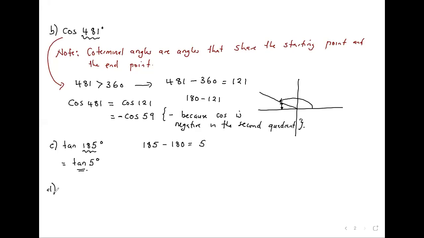G, sine 331 degrees. 331 is not an acute angle, though it's less than 360. Because it's bigger than 270, we'll subtract it from 360. So we'll get 29.